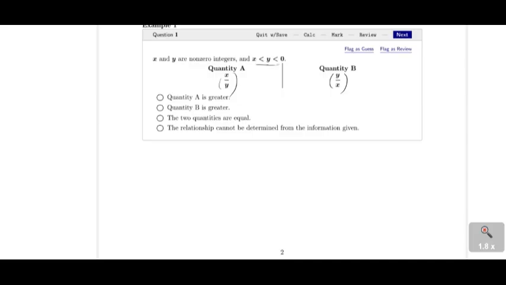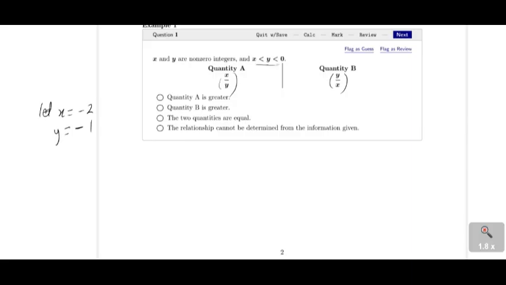Now, let's do a bit of testing here. Let's choose values for x and y. One thing you need to keep in mind is that there is a constraint here that both x and y are negative values and y is greater than x. So I can say let x equal -2, then y will be equal to -1. Of course, y is greater than x here, and both of them are negative.